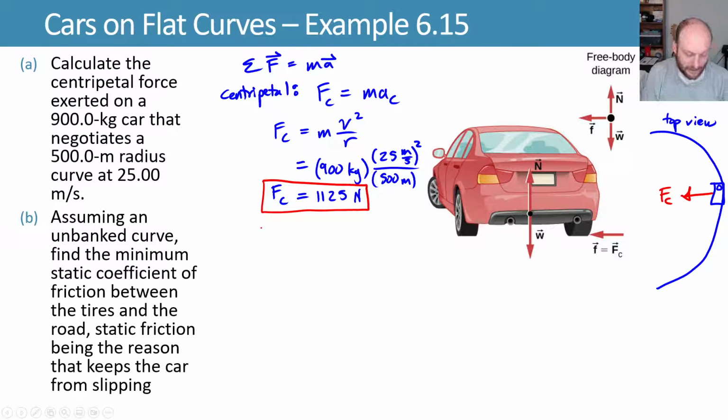Now for part B, assuming an unbanked curve, we want to find the minimum coefficient of friction between the tires and the road. And we say static friction because the tires should not be slipping with respect to the road as we're making this turn. As they start slipping, that's where we start skidding out. Or you're watching a Gymkhana video and you're doing fancy drifting, but we're not worrying about that.